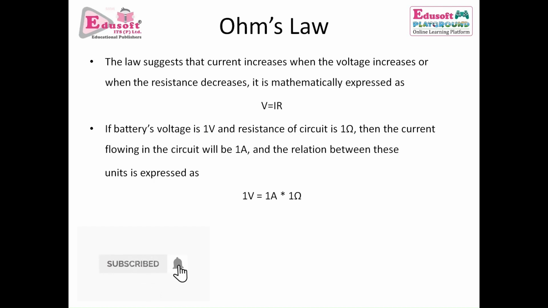You can see the example. If the battery's voltage is 1 volt and the resistance is 1 ohm, then the current flowing in the circuit will be 1 ampere. And the relationship between these units is expressed as you can see here, 1 volt is equal to 1 ampere multiplied by 1 ohm. So this is Ohm's law, the relationship between these basic terms of electronics.